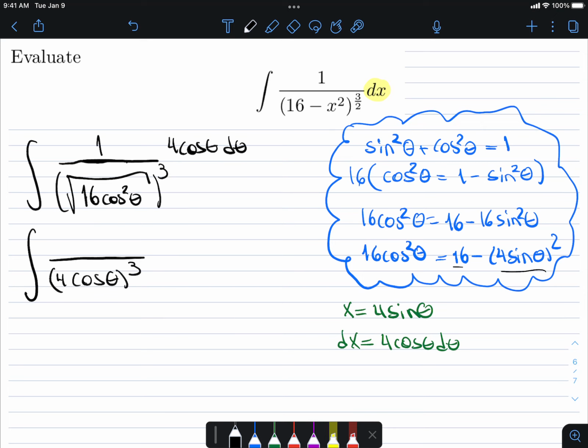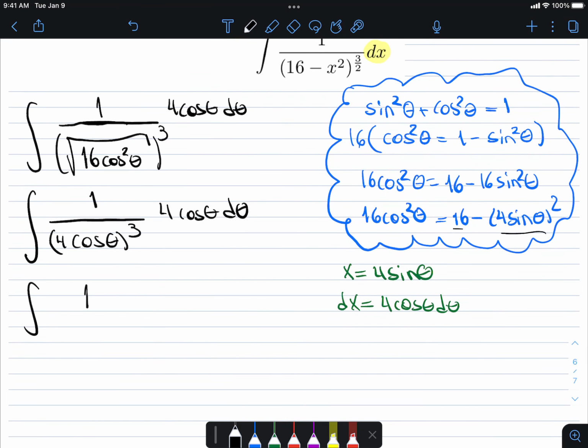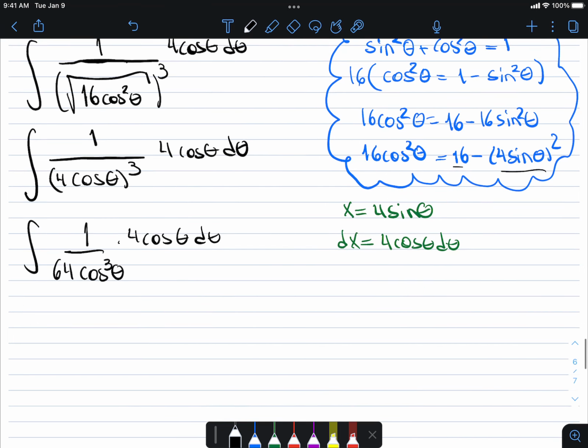Cubed, and that's at the bottom of the fraction. 4 cosine theta d theta. Pretty cool, right? So I can now write this as, okay, whatever 4 cubed is, 64, right? Cosine cubed theta times 4 cosine theta d theta. 64 and 4 can be canceled into a 16 at the bottom. I'll pull this out, 1 over 16. Cosine and cosine cubed can be canceled into a 1 over cosine squared theta d theta.